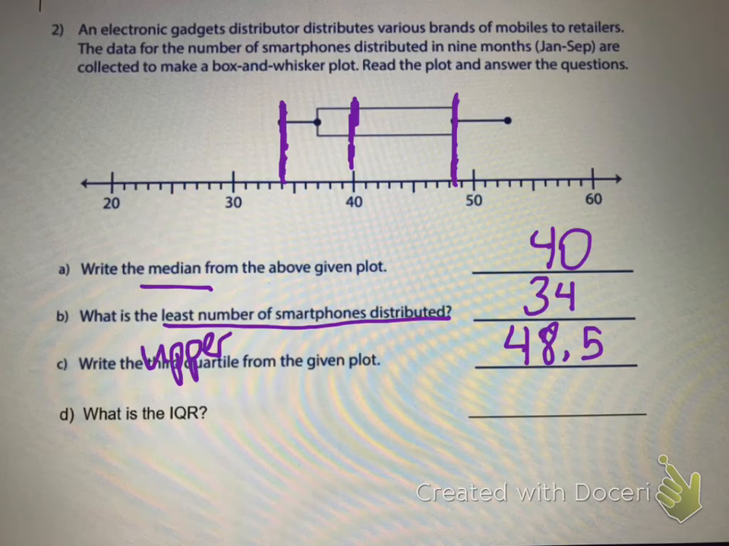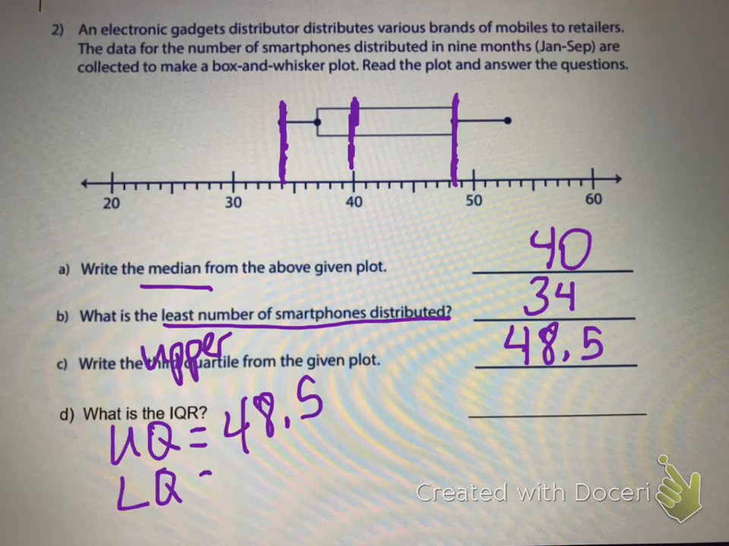And then it wants to know the interquartile range. Our interquartile range is our upper quartile, which we just said was 48 and a half, minus our lower quartile, which is right here, and that is 37. So when we subtract those, 48.5 minus 37 is 11.5. All right, so that's our interquartile range.